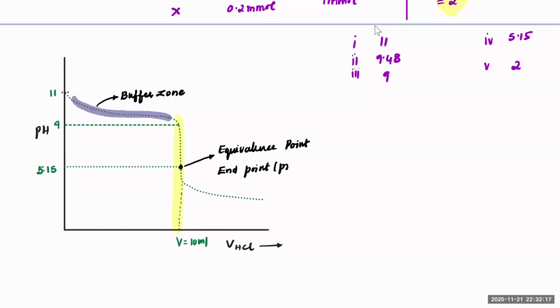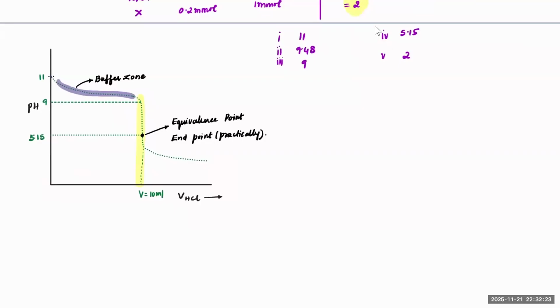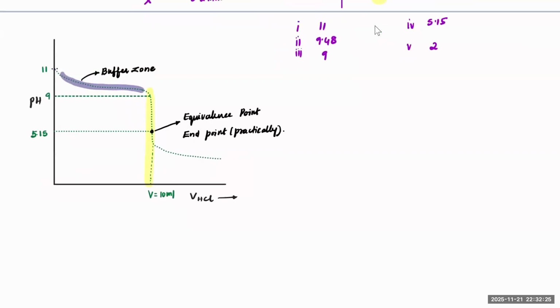End point when you are doing it practically. When you perform it practically, you're supposed to get exactly, I mean, at 10 ml volume, you should get pH as 5.15. End point, because you're doing it practically, it will be slightly above or below. Okay, so that's why practically the closest point to that equivalence point is called the end point.